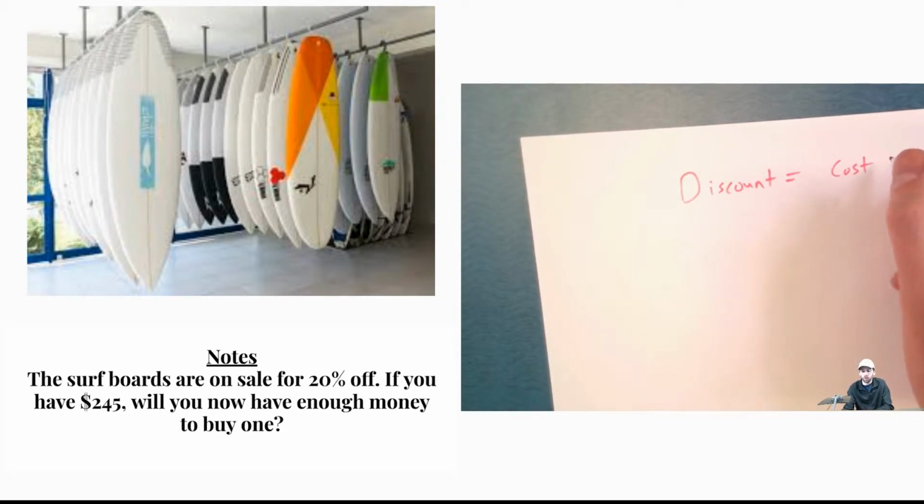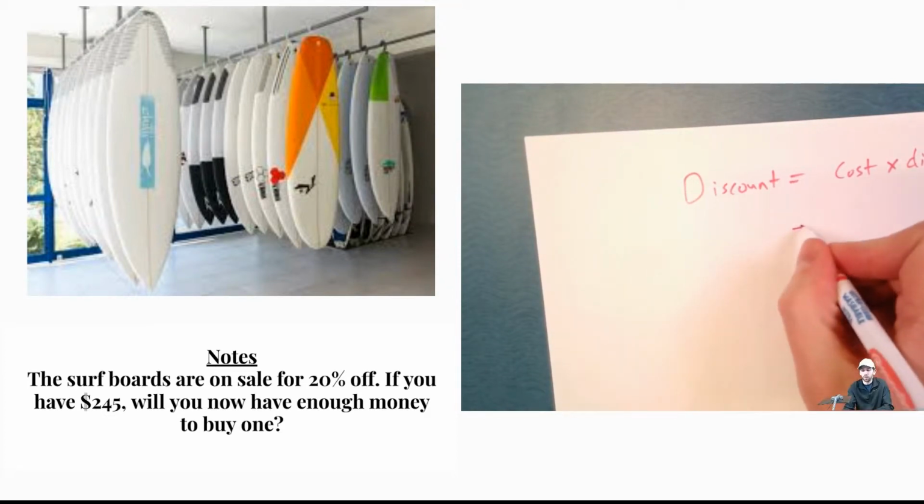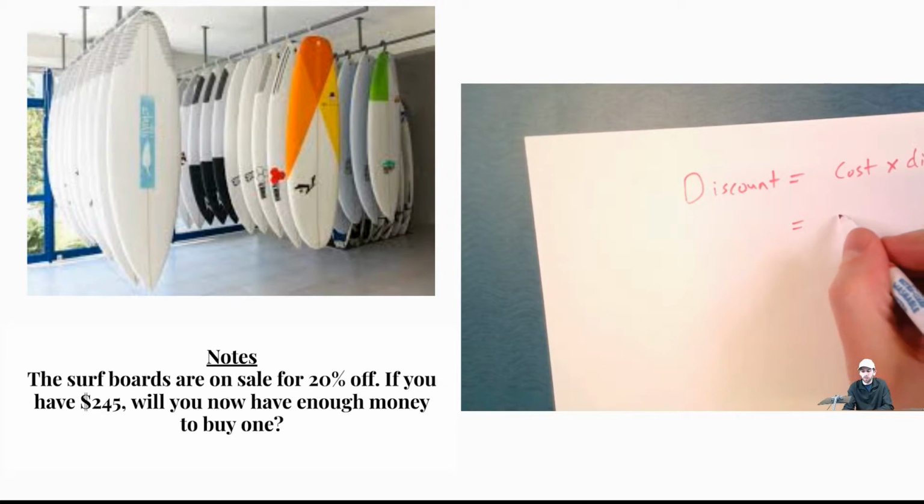The first way is we're going to take our cost and multiply it by the discount. Times, and he was getting 20% discount. Okay? Now, what this is going to give us is $240 times 20%, which is 0.20. Okay, 20% as a decimal is 0.20. When we multiply those together, we are going to get 48.